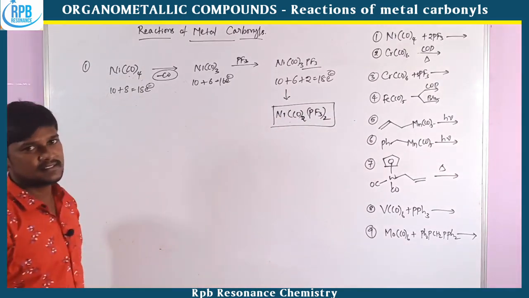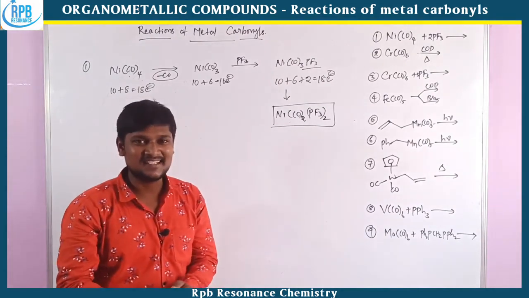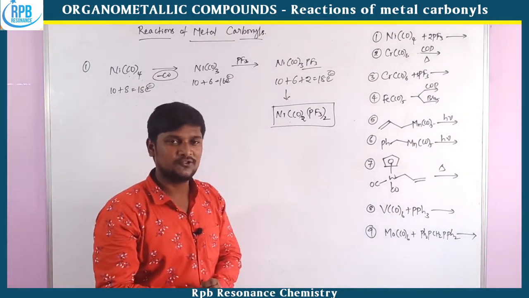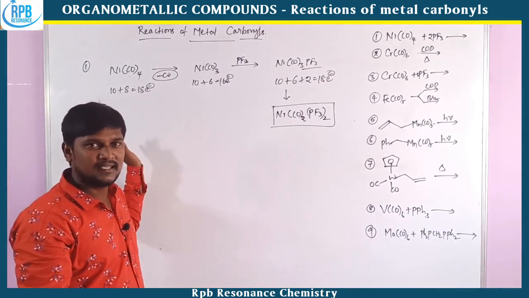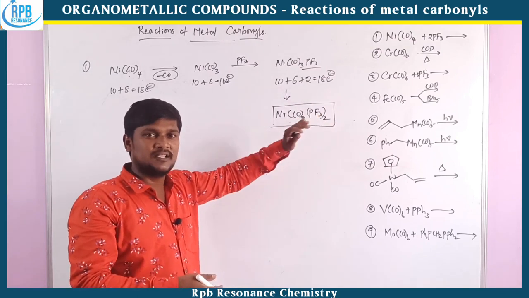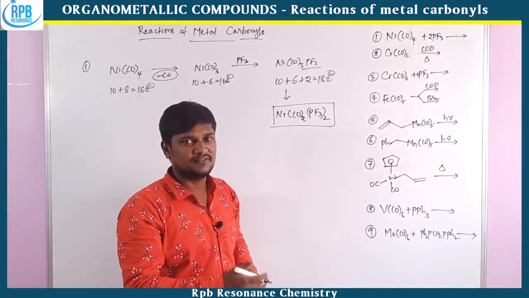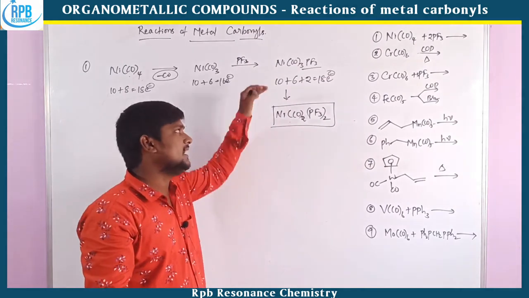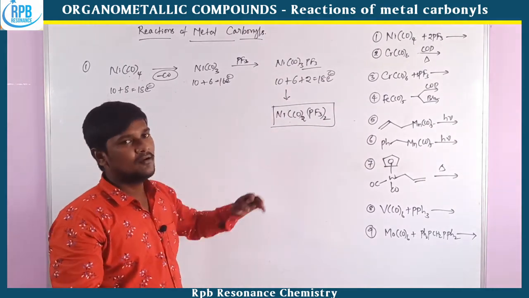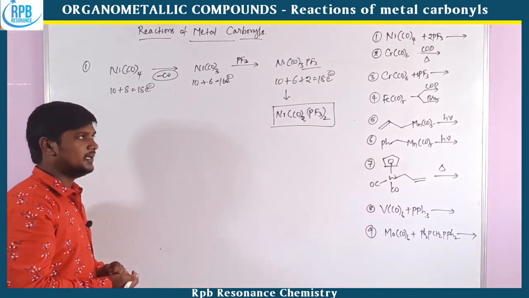So this is the first example solution. The system is 18 electrons. That's why it follows the dissociative mechanism. Dissociative means 18 electrons become 16. Then 16 again becomes 18 through the substitution of PF3 for carbonyl. Again, the same step is repeated, and we will get NiCO2 (PF3) taken twice.